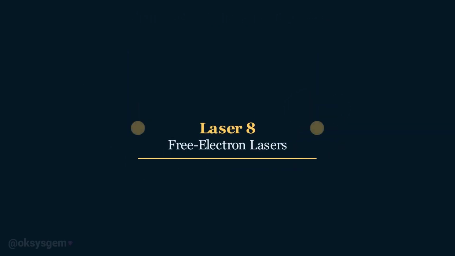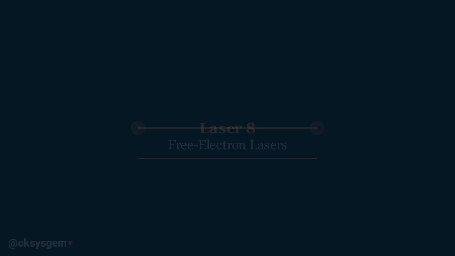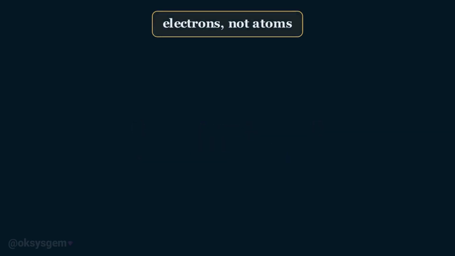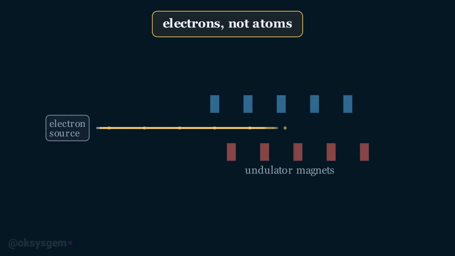Laser 8. Free electron lasers. The free electron laser is the type that stretches the definition furthest away from the familiar laser pointer. Most lasers rely on electrons bound inside atoms, molecules, crystals, or semiconductors. A free electron laser instead begins with a beam of electrons moving at nearly the speed of light. The electrons are produced and accelerated using technology similar to a particle accelerator.